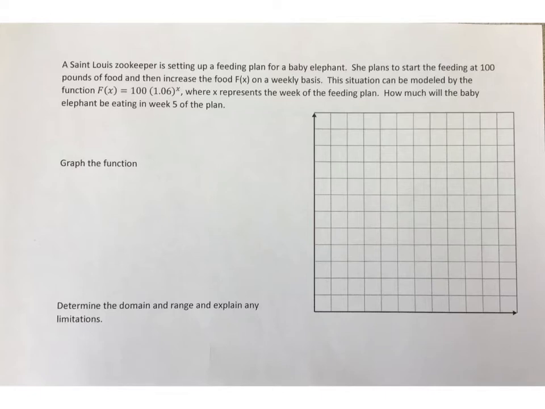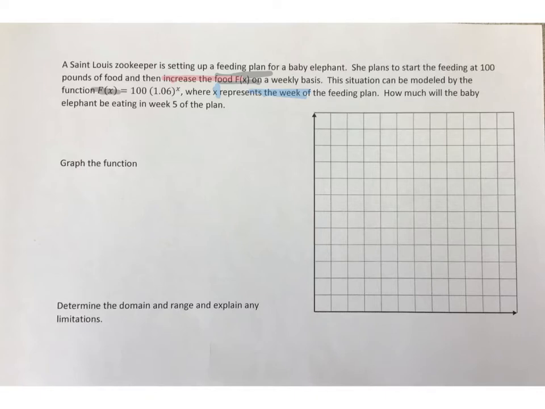It's asking us to graph the function, and then we're supposed to be talking about our domain and our range. Couple of little things to point out to you in this problem: it's telling you that the f of x is going to be the food. So remember, f of x and y are the same thing. So as we're writing this, our y value is going to be the amount of food that the elephant is consuming for that given week. X is representing the week. So as you're making your graph, your x-axis should say week, and then your y-axis should involve food. And the food is in pounds, so pounds.